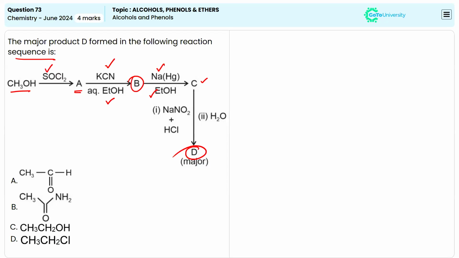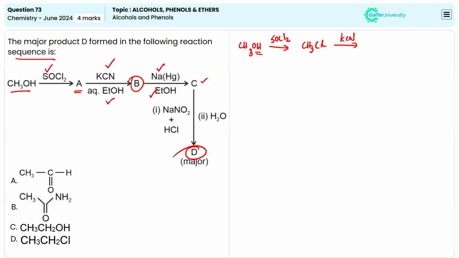In order to identify the major product D, we have to know what are the products forming in between. Means A, B, C, we have to know, right? So first let us start from the first one, that is methanol reacting with SOCl2. So we can write the overall reaction: CH3OH, methanol, reacts with SOCl2. The hydroxyl group will be replaced by the chlorine and will produce the alkyl chloride, that is CH3Cl.